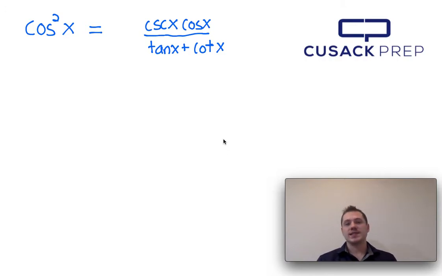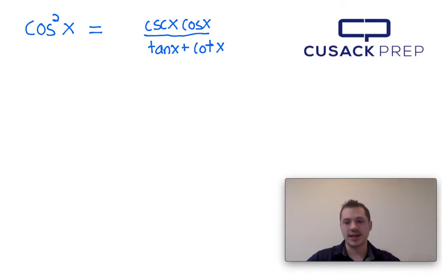So what we have in this video is, on the left side, cosine squared of x, and on the right side we have cosecant of x times cosine of x divided by tangent of x plus cotangent of x. Clearly the right side's more complicated, and we always choose to work from the more complicated side in these questions.